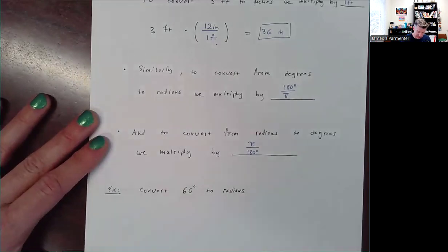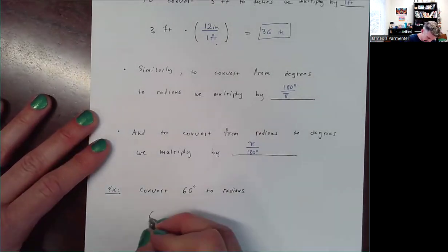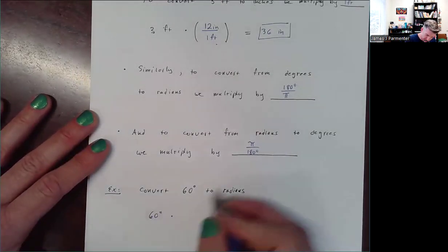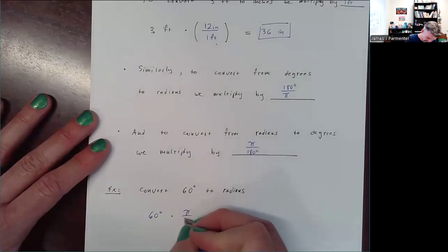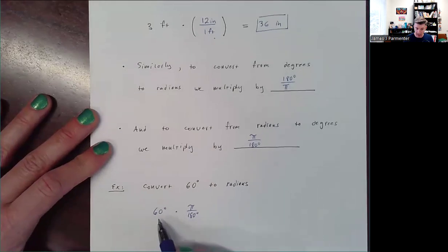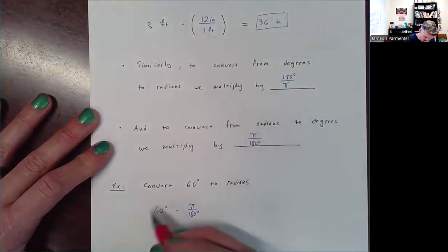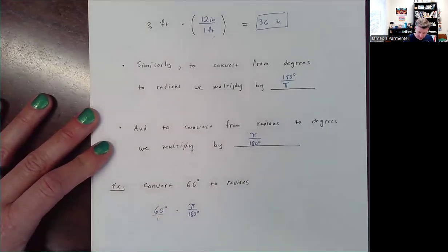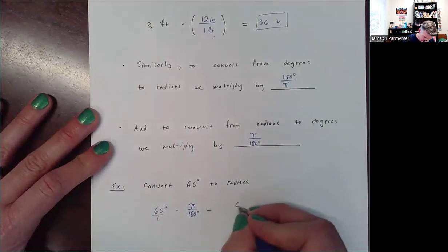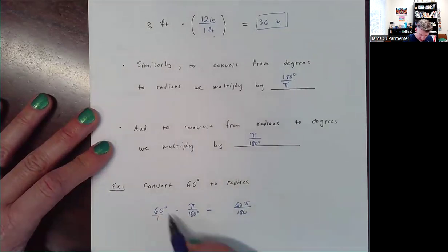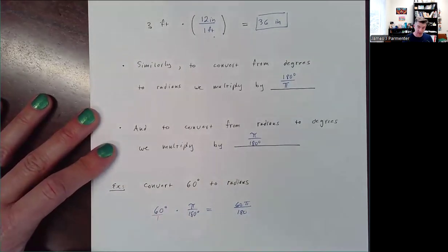So let's convert 60 degrees to radians. We're going to take our 60 degrees and multiply it by pi over 180. If it helps, although you don't have to do this, you can think of that as 60 over 1. Then we can multiply this as 60 pi divided by 1 times 180, which is 180. The degrees cancel. And I'm going to reduce this fraction.